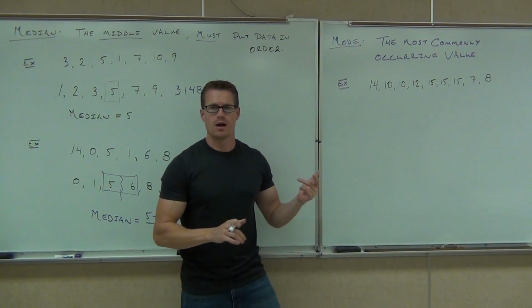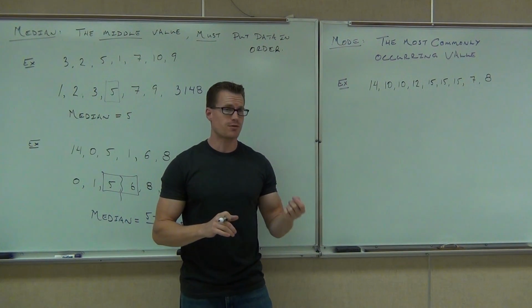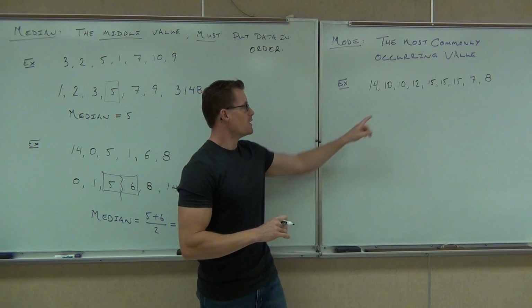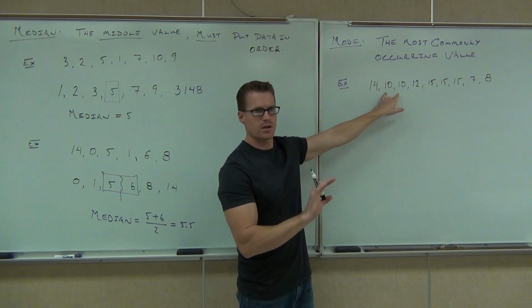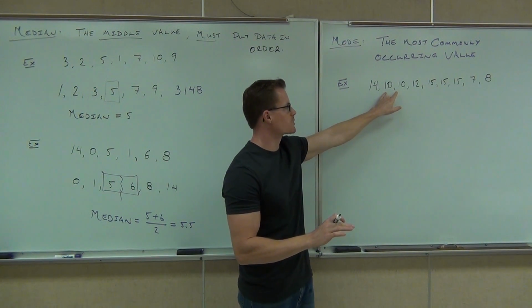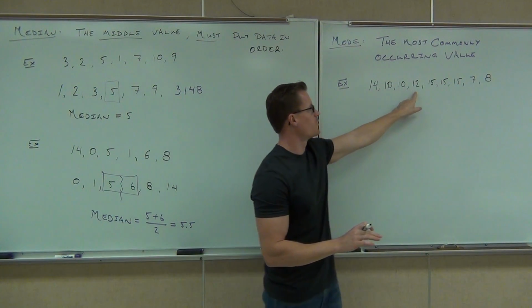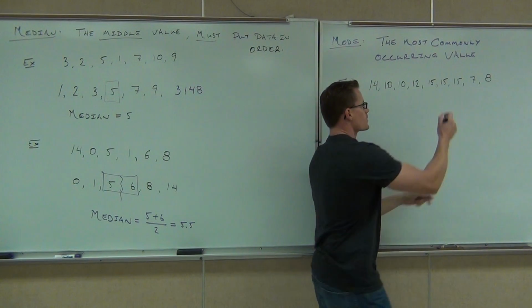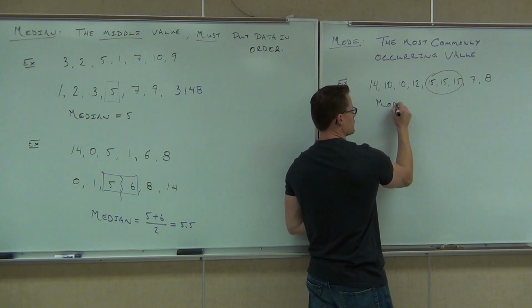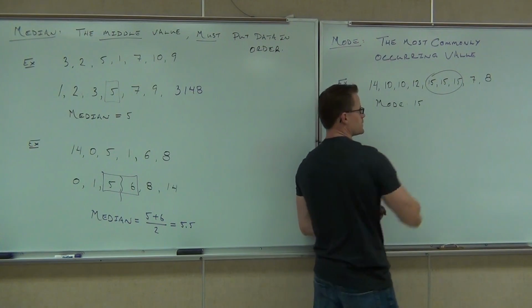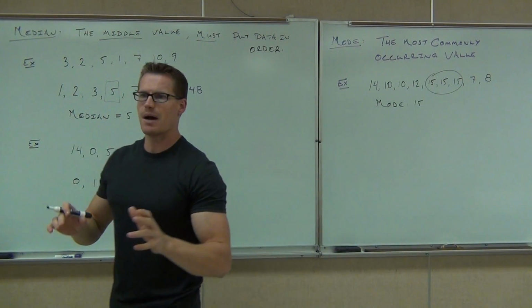So can you look up there, tell me the number that happens the most often? 15. 15, yeah. 10 does repeat, right? So that's the second most occurring number, but we're not looking for that. We're looking for the one that occurs the most often. 1 time, 2 times, 1 time, 3 times, 1 time. So the 3 right here, that would say that our mode is 15. So it's just the number that happens the most.